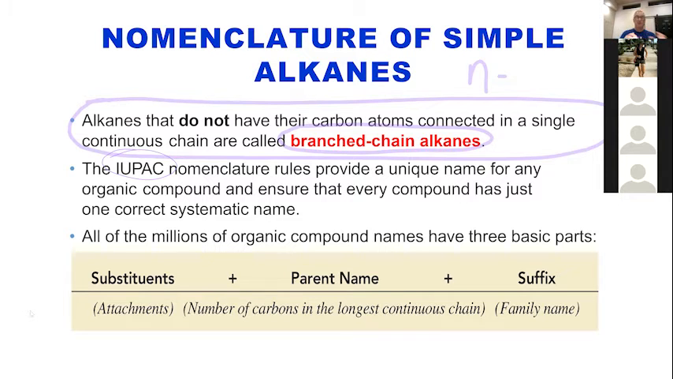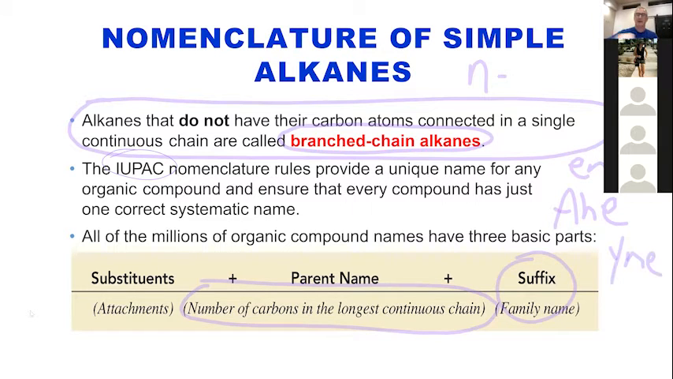Basically we start with, what's the longest number of carbons in a row? That'll be the basic name we give it. What's the suffix? Is it an -ane because it's an alkane? Is it an -ene because it's an alkene? Or is it an -yne because it's an alkyne with a triple bond? And then we put all the substituents or attachments at the beginning. So what are the attachments? What's the longest chain of carbons? And does it have double, single, or triple bonds in it? So let's go through a couple.